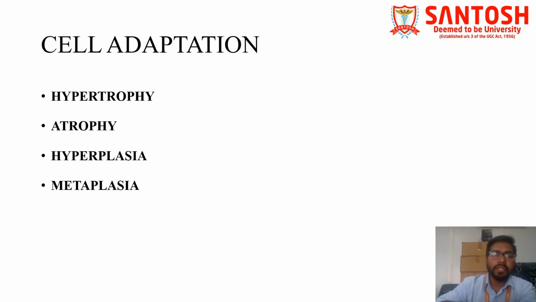So cell adaptations, which I have already discussed, are the changes which are happening in our body at a cellular level to compensate for the changes from an external stimulus or internal stimulus. The cell adaptations include hypertrophy, atrophy, hyperplasia as well as metaplasia.